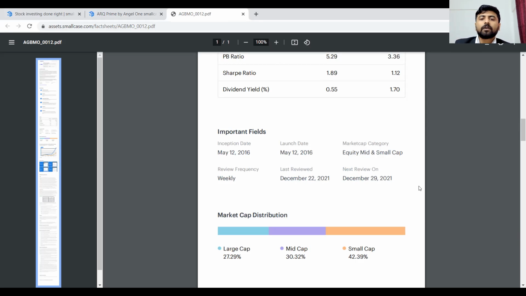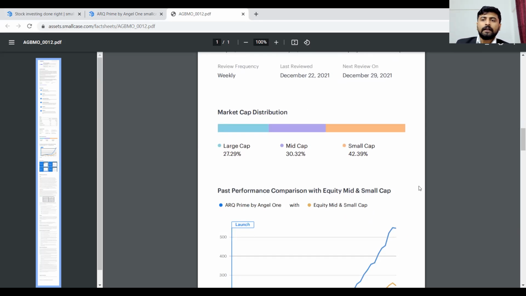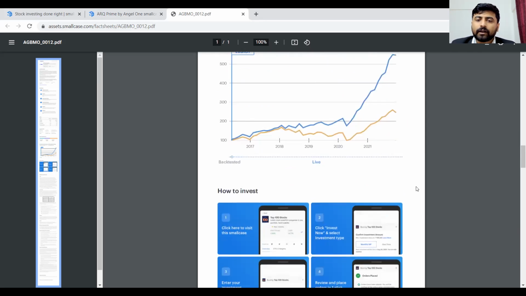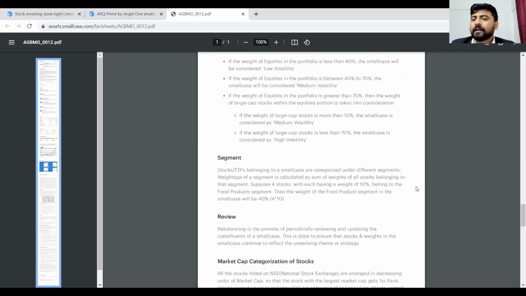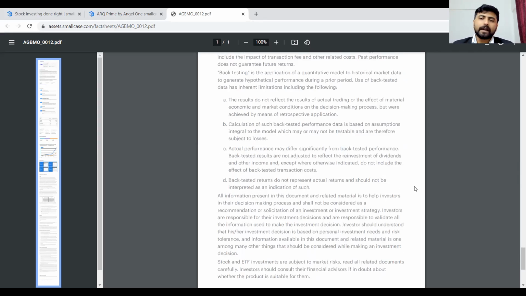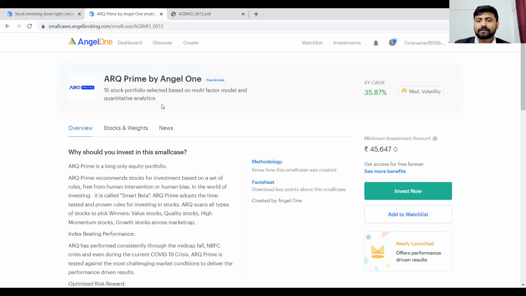You can also see something called the market cap distribution over here. So you can see what percentage of this portfolio is made up of large cap stocks. Here you can see that it's 29%. Mid cap stocks have a weightage of about 30% in this particular smallcase, and small cap stocks have a weightage of about 42%. You can also see the graph over here. And if you scroll down, you will find a variety of other metrics that is meant for those investors who are very savvy towards these financial details.